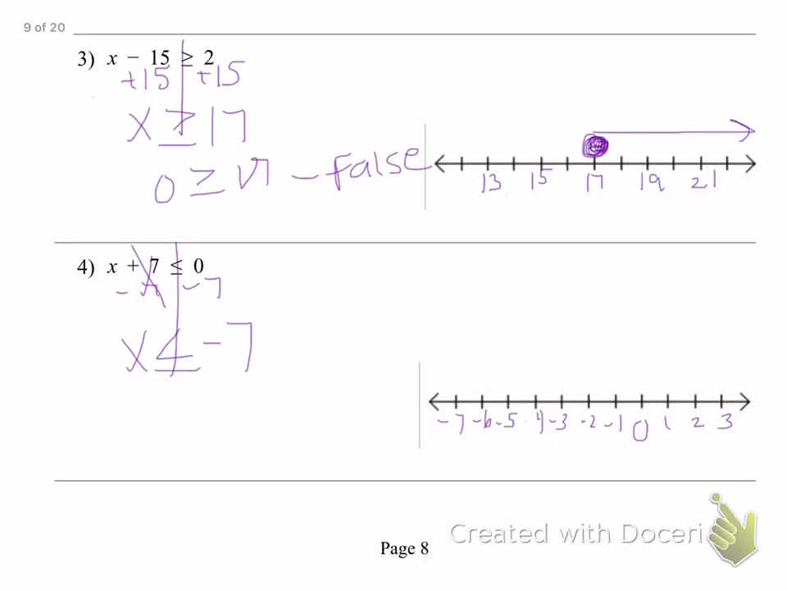So we're going to have our closed circle at negative 7 because it's equal to. So we got our closed circle. And now we're going to do our testing point. So we have 0 is less than or equal to negative 7. Well, that is not true. So you don't want to draw it towards 0. You want to draw it the opposite way. So it would include negative 8 and negative 9 and negative 10.